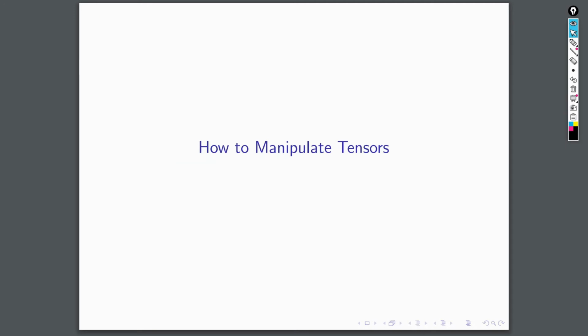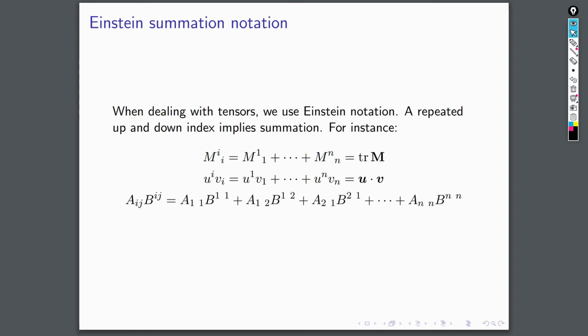Okay, so that's what a tensor is. Really not that complicated. So how do we manipulate tensors? Einstein summation notation is going to be your best friend, because when you're dealing with all these indices, if you're contracting on three indices and trying to write a summation over three indexes, it's just brutal. So we use this summation notation: a repeated up and down index implies summation.